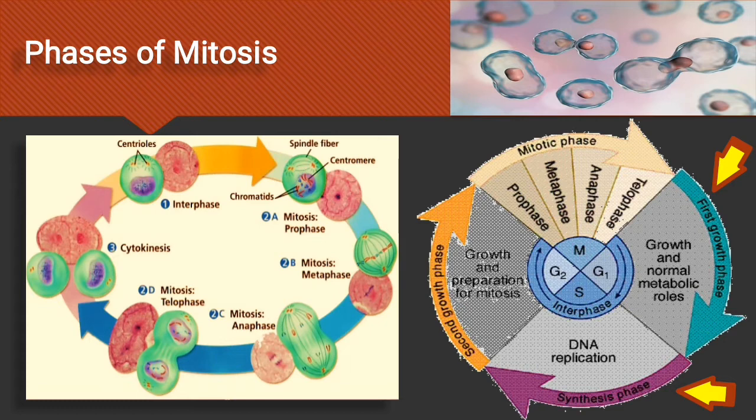Then next we have the G2 phase, or the post-DNA synthesis phase. G2 phase is termed the second gap phase or resting phase of the cell cycle. During this phase, the synthesis of RNA and proteins required for the cell continues. By the end of this phase, the cell enters the division or mitotic phase of the cell cycle.